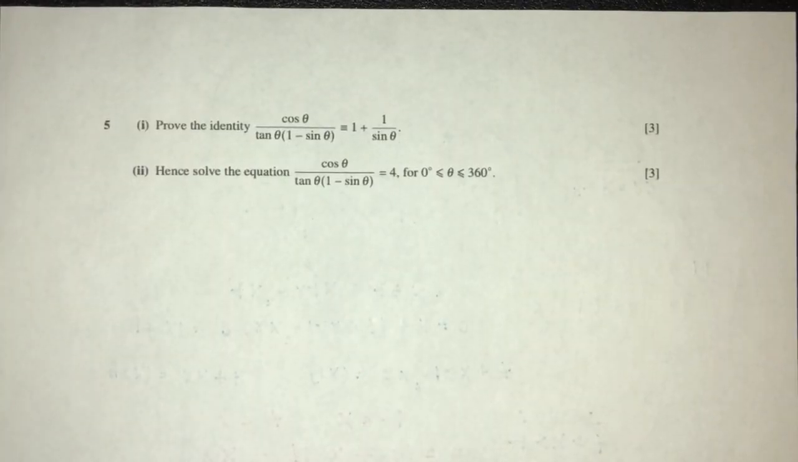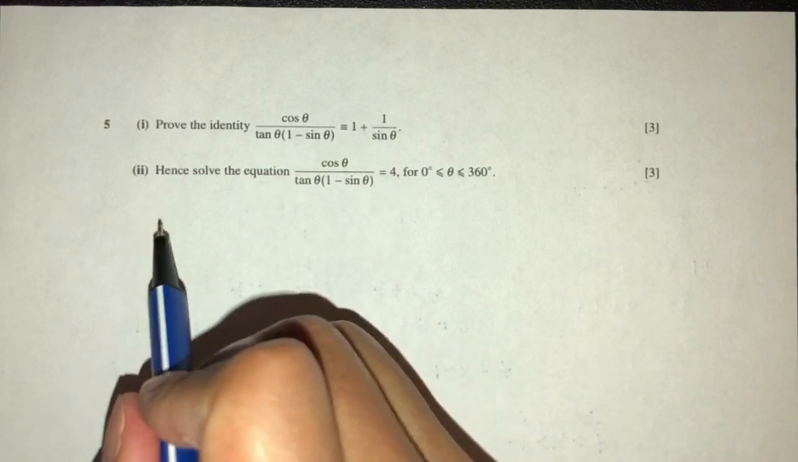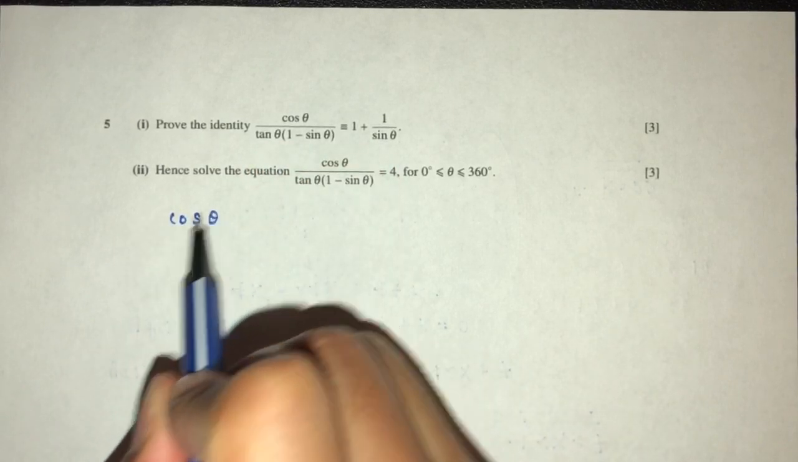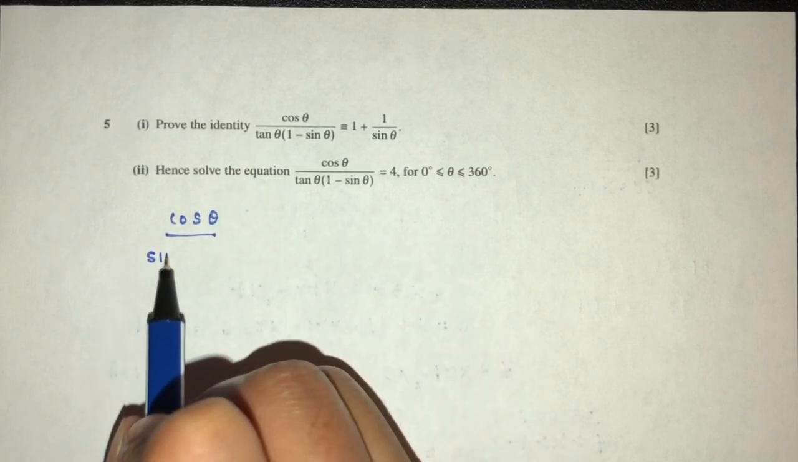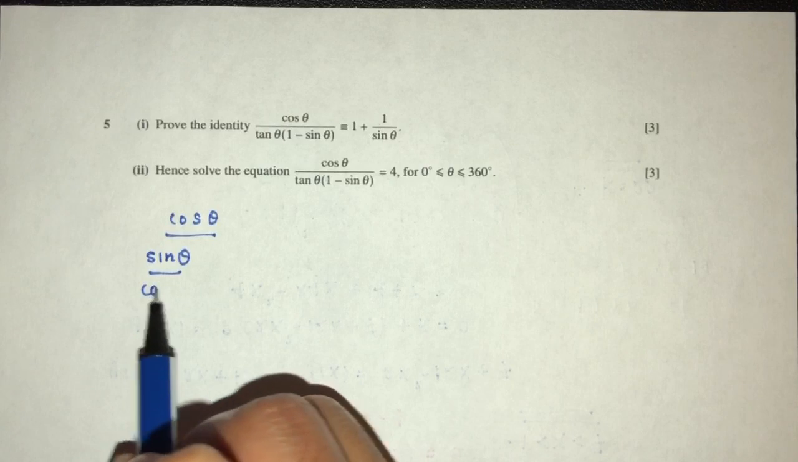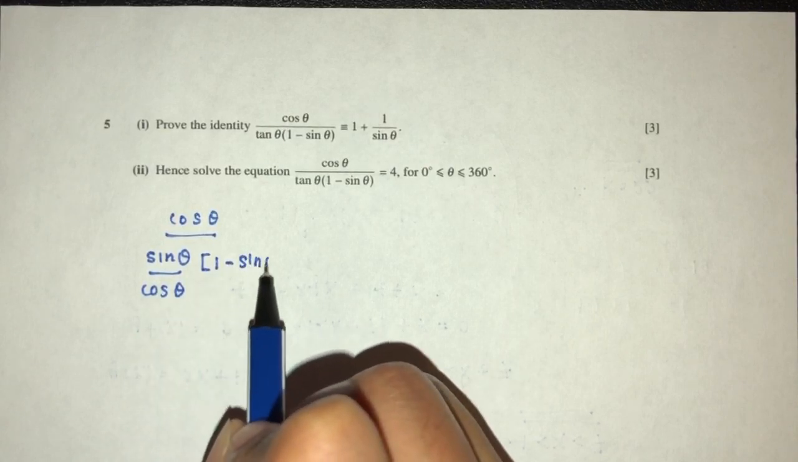Now let's move on to the next question. We have to prove the identity: the left hand side is equal to the right hand side. So let's do this. Here we have cos theta over the value of, here we have tan. Tan is what? Tan is sine theta over cos theta. Multiply by 1 minus sine theta.